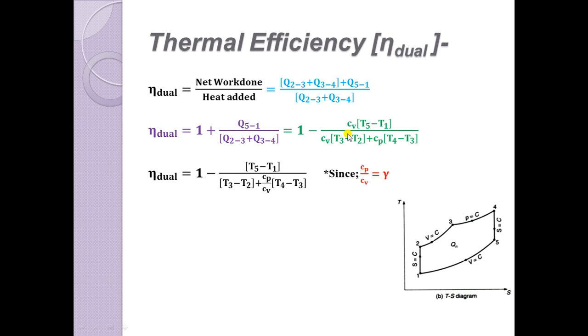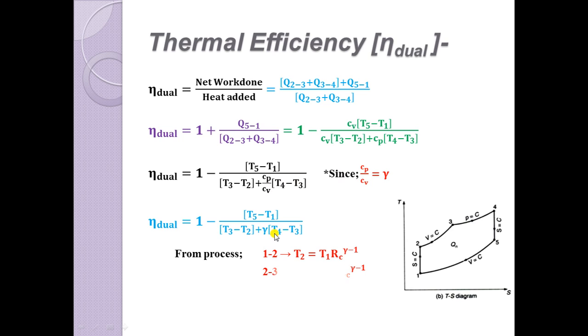We are going to take Cv as common from the numerator as well as the denominator. We will get this expression after that, that is 1 minus (T5 minus T1) over (T3 minus T2) plus (Cp over Cv) multiplied with (T4 minus T3), and we know Cp over Cv is gamma, and we are going to replace Cp over Cv with gamma.